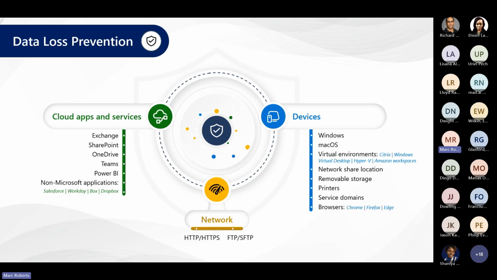It extends protection to Windows, macOS, and virtual environments like Citrix and Virtual Desktop, allowing you to control actions such as file transfers to USBs, printers, and network shares. DLP also monitors and controls data movement over the network via HTTP, HTTPS, and SFTP protocols. This broad coverage ensures that organizations can secure sensitive data across critical vectors without compromising user productivity. And the latest area that we have now is AI, right? So we want to protect our data from AI applications.